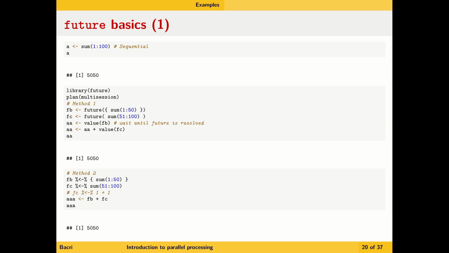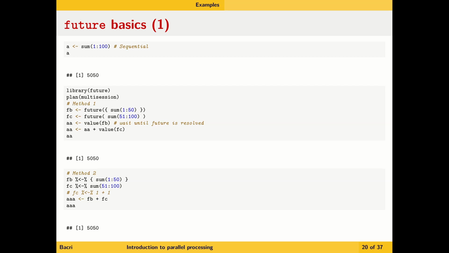Can I ask about method one? Clearly, both those futures have to be executed before you can get to the final answer. So where will it wait? Let's say FB takes a very long time. Where will it stop? Value is a function that stops until you get the result.